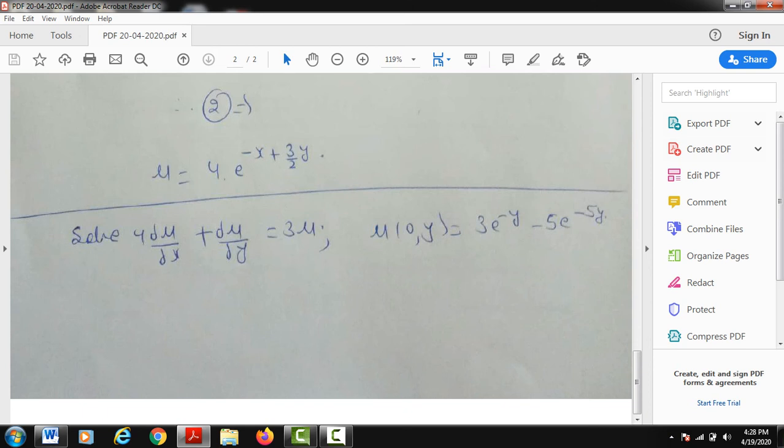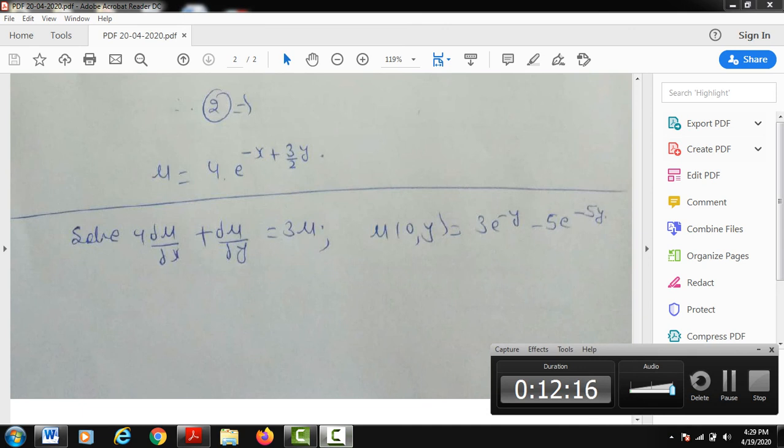But students, if the initial conditions have not been mentioned in the question, then there is no problem at all. Simply, the final solution will contain only the constants. Here the constants have been eliminated because we already have the conditions. Okay, so hopefully the content is clear to you.